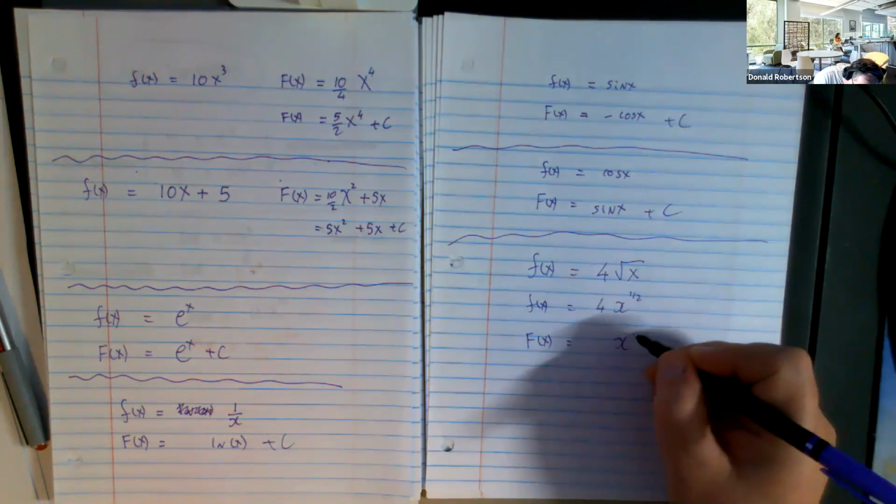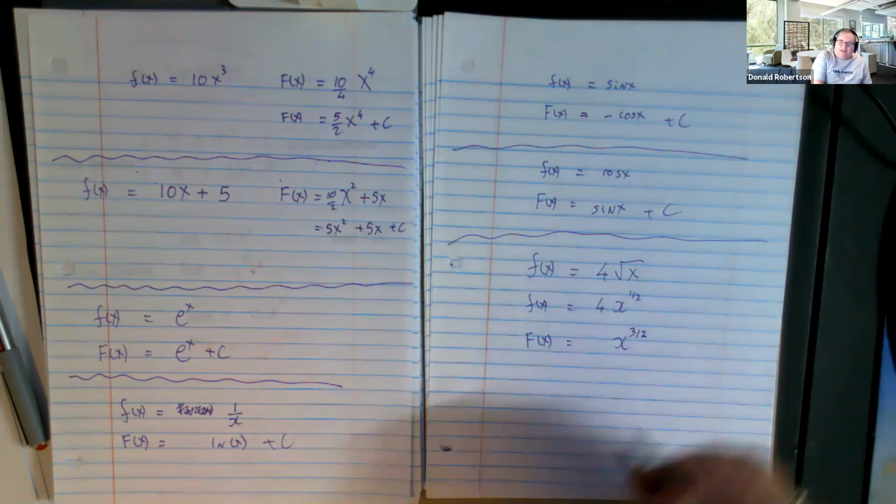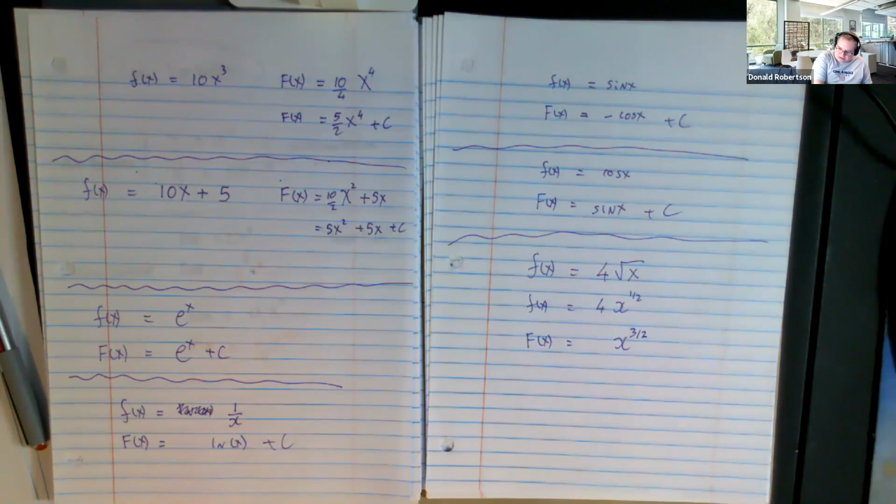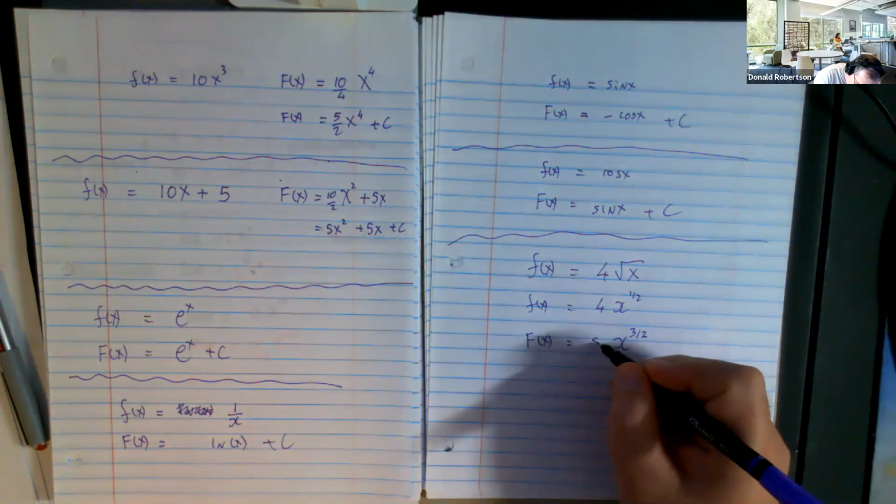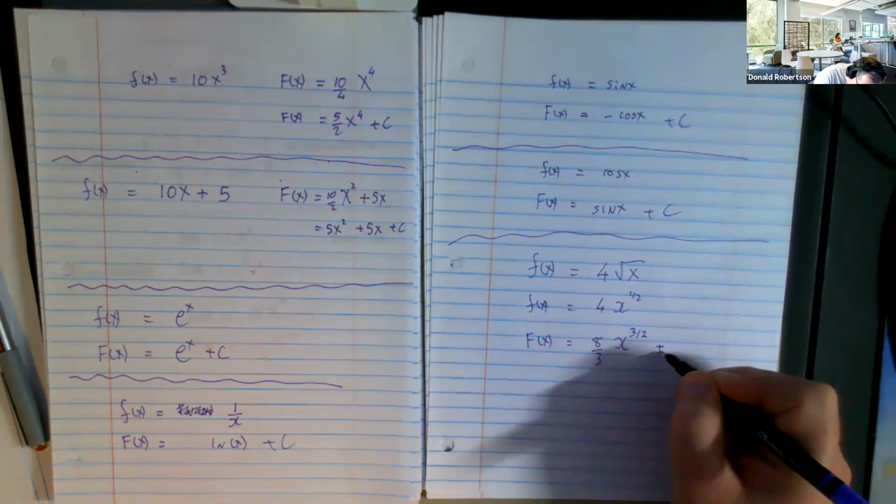Now, if you add 1 to that, you get 3/2. Isn't dividing by 3/2 the same thing as multiplying by 2/3? So dividing by 3/2 is the same as multiplying by 2/3. That's where that guy comes from.